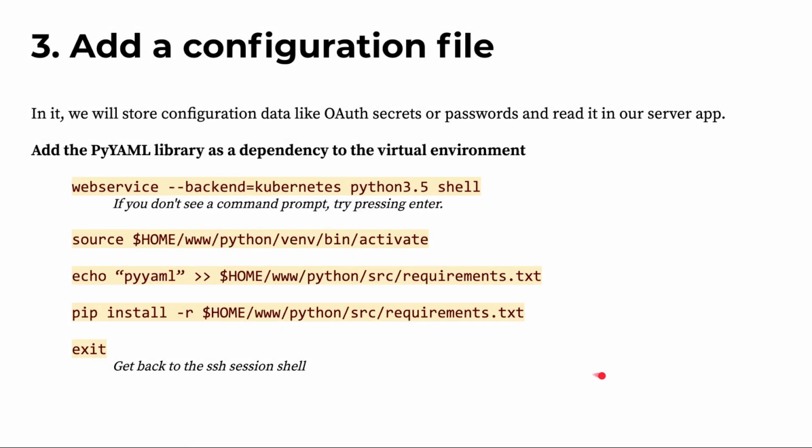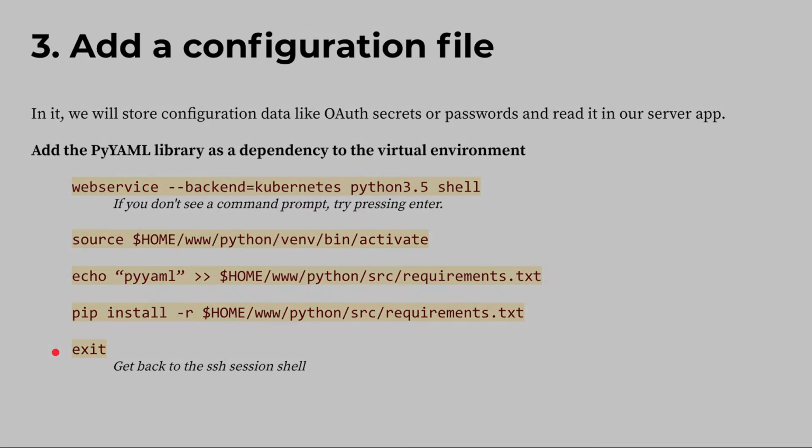Then, third step, we will add the configuration file. We will open the Kubernetes shell for the Python project again. We will activate our environment, and then we will add the YAML dependency for loading a YAML configuration file, and we will install it. And then we'll go back to the shell session.